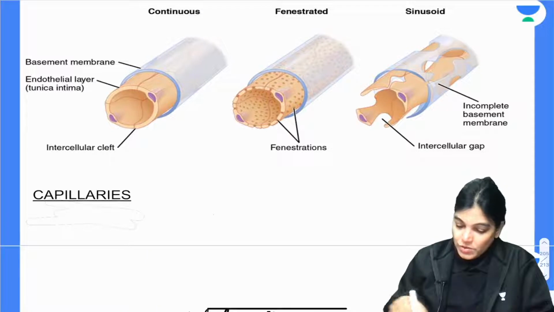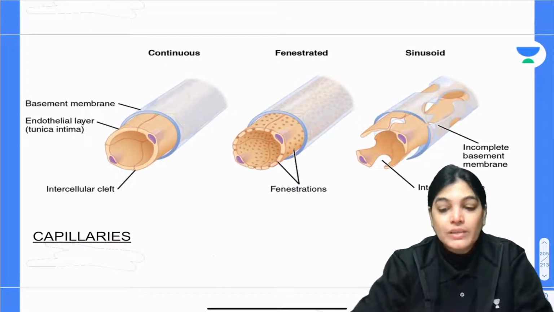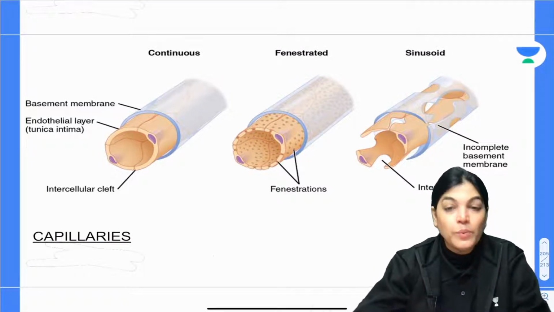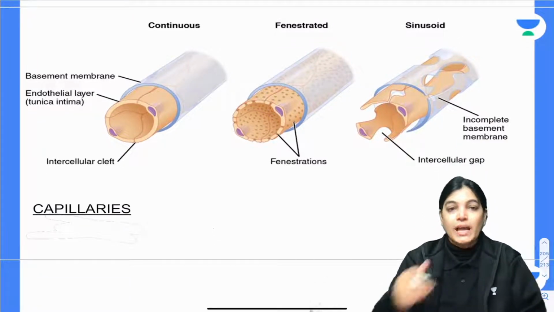Actually, there are three types of capillaries found in our body, and I would like to give you the difference between these three types. Then I will proceed with the examples, and don't worry, I will write the content also for you. So we have continuous, fenestrated and sinusoid. See this diagram, which will help you to understand.